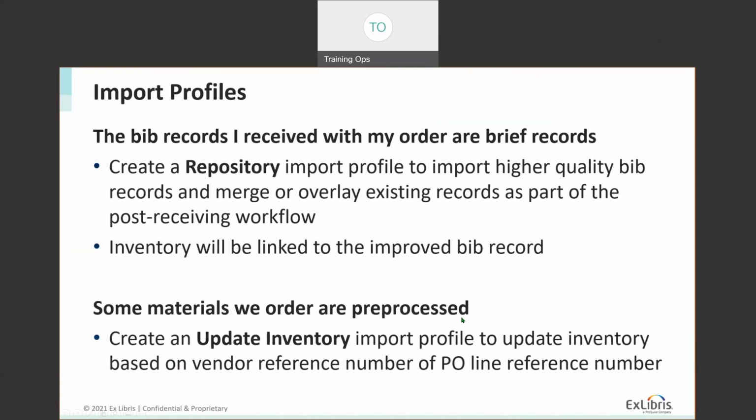What if some of our materials are pre-processed? Well, at that point, you would create an update inventory import profile, another type of import profile, to update that inventory: things like barcodes, call numbers, whatever processing they're doing for you and filling in for you. And then that update inventory import profile is matching on either the vendor reference number or PO line reference number.